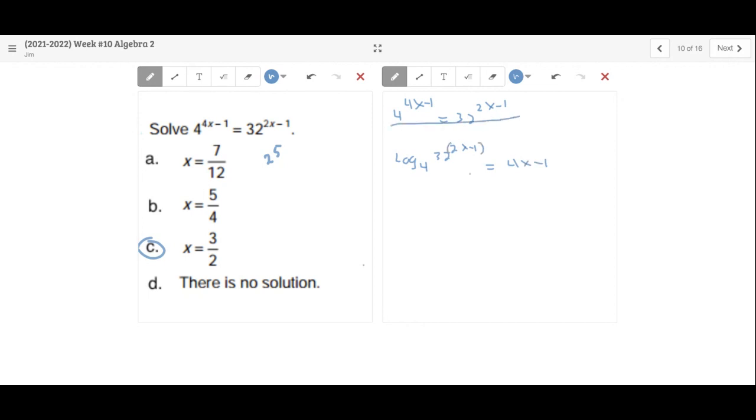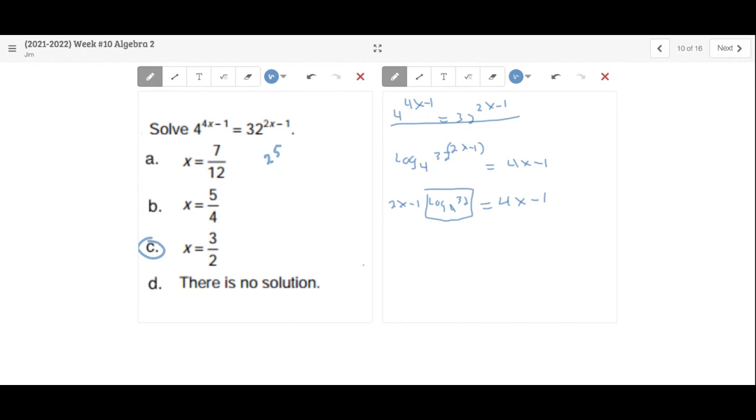Now remember, you can put this in the front. So I could rewrite this as 2x minus 1 times the log base 4 of 32 is equal to 4x minus 1. What is the log base 4 of 32? Isn't it 4 to the second power, 4 to the third? So you'd have to be able to figure that out. Not a nice number. It's got to be halfway nice. I mean, it's going to be like 1 point or 2 point something. So can somebody do that in decimals? What does that turn out to be?